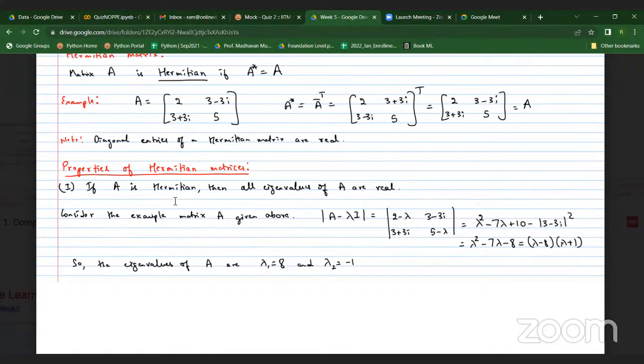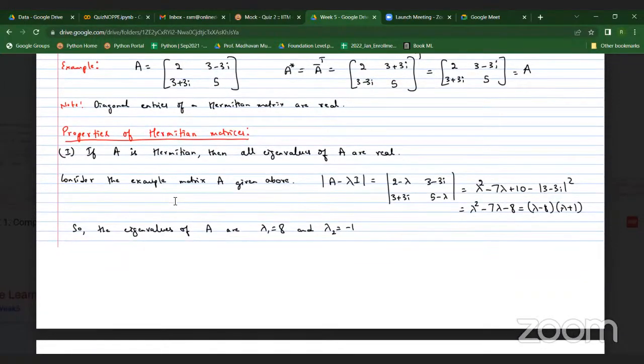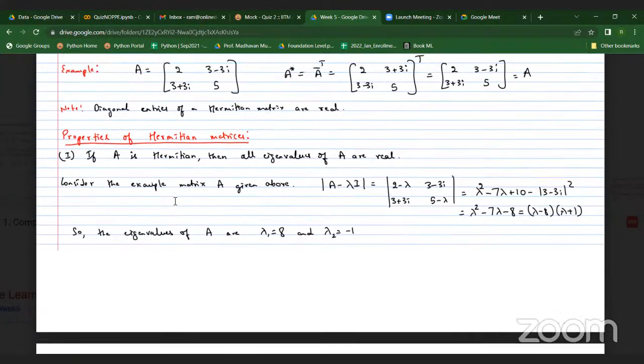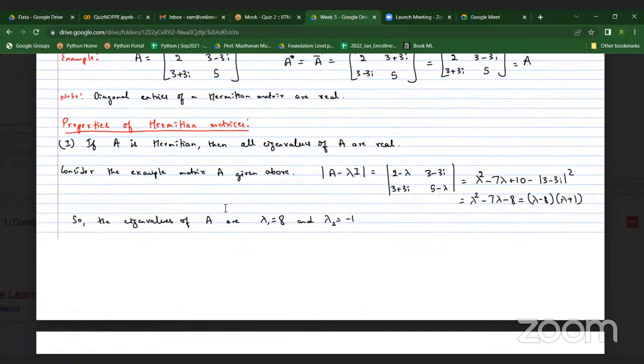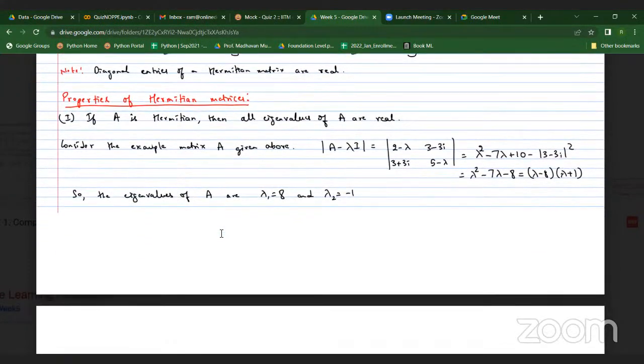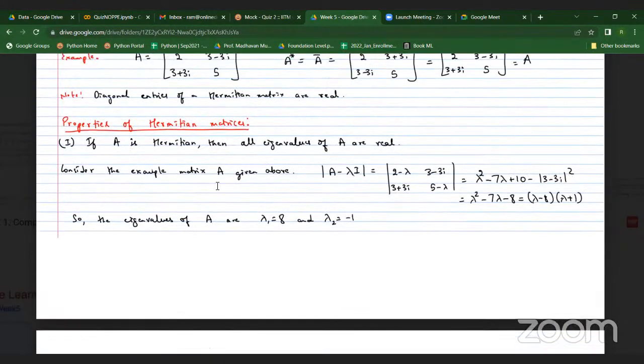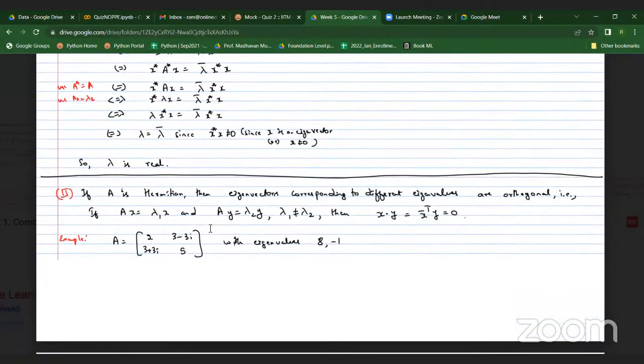So we have a few important properties for this Hermitian matrix. That is, all the eigenvalues of a Hermitian matrix are real. Okay, that is the first property. We will not get into the derivation now, but that holds true for all Hermitian matrices. And the other important thing is that the eigenvectors corresponding to different eigenvalues are orthogonal.